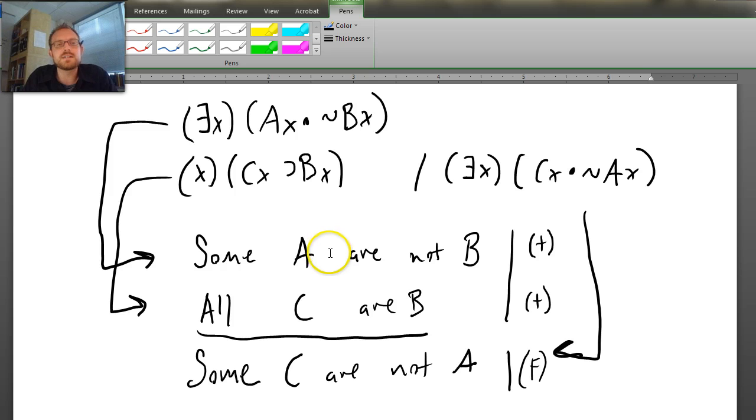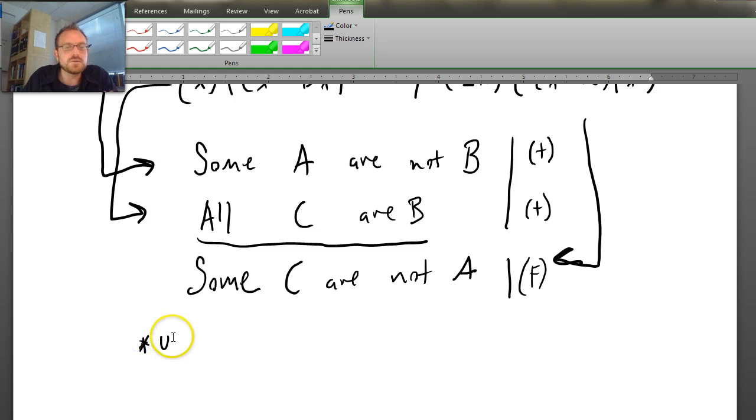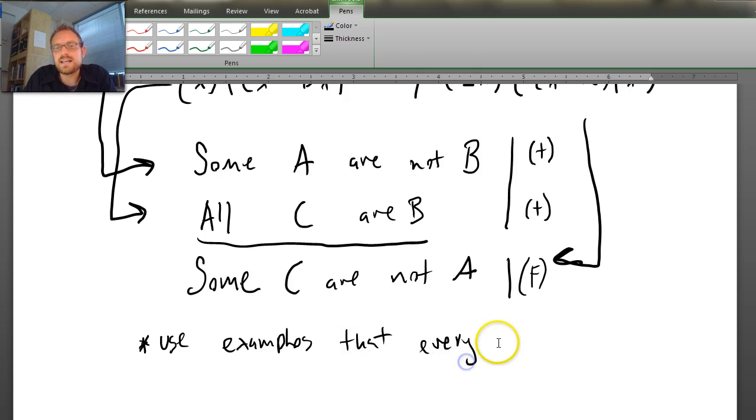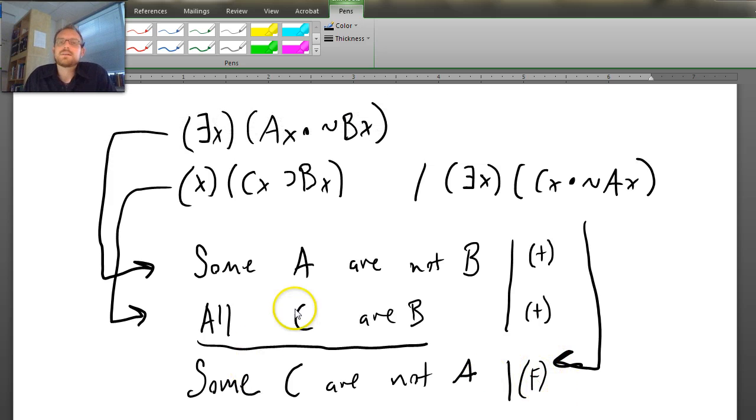Okay, so what could we do here? One of the things to remember is if you're using the counterexample method, you have to use examples that everyone agrees with, or at least examples that everyone will recognize as either true or false. And the reason that's important is that if you use an example in which people actually don't know if it's true, then that substitution instance doesn't prove anything. So it has to be something that we all agree on.